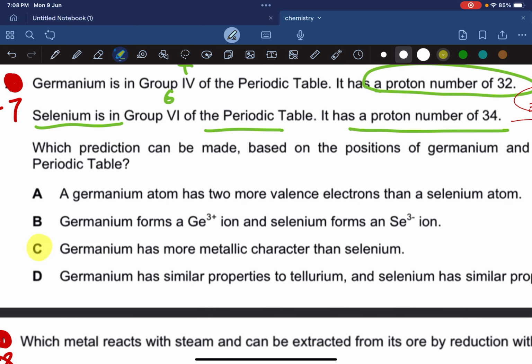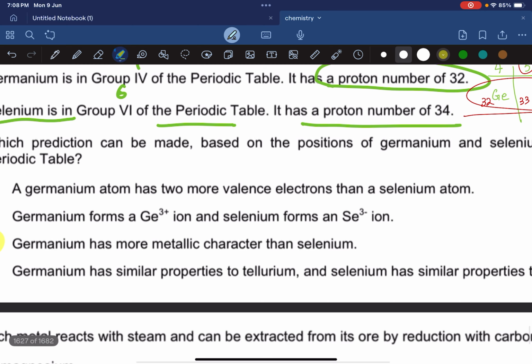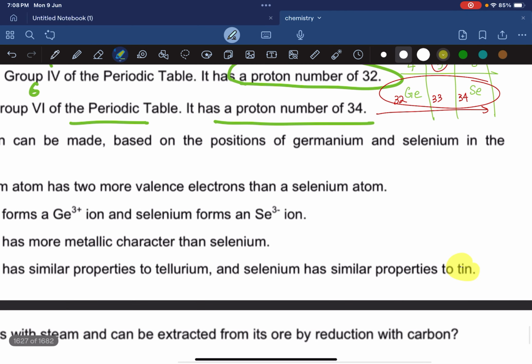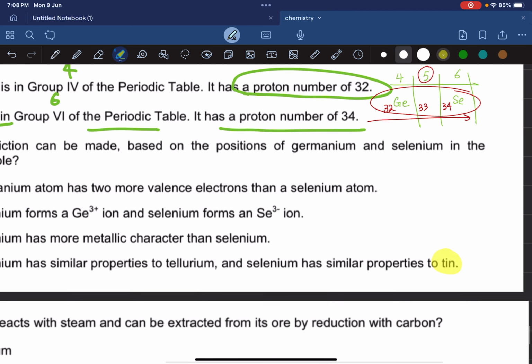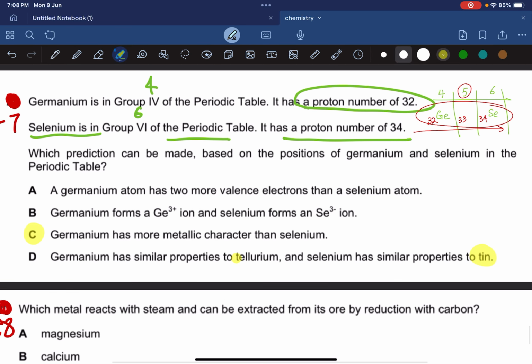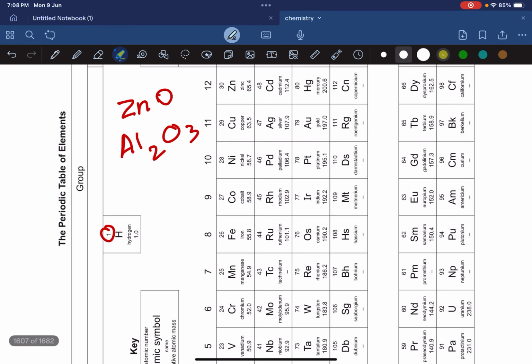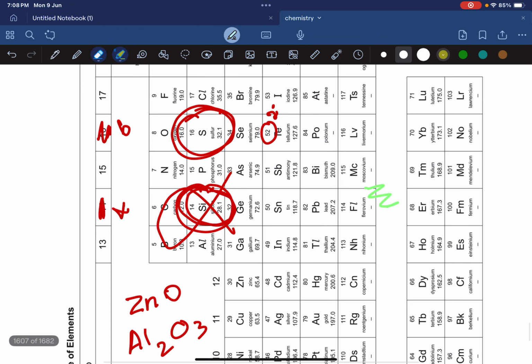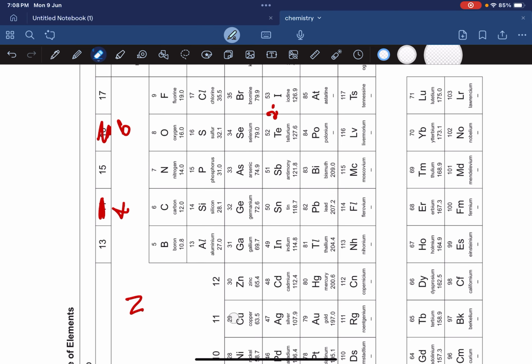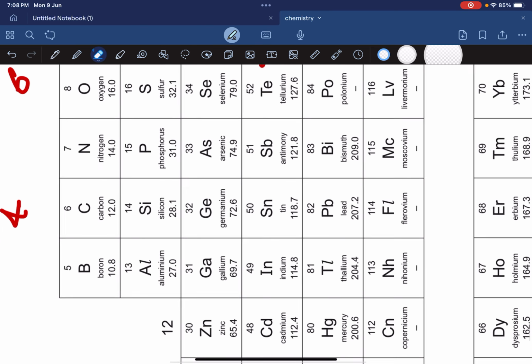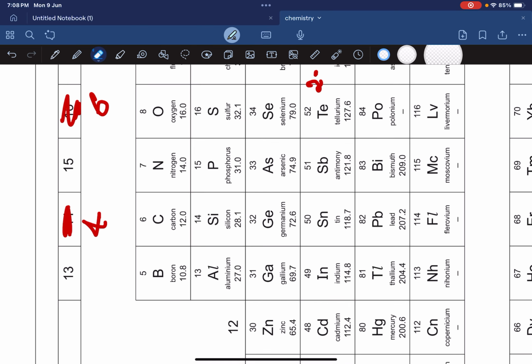Option D is germanium has similar properties to tellurium, and selenium has similar properties to tin. For this, you'd have to check out the periodic table. For germanium to have similar properties to tellurium, it must be in the same group. In the group of germanium, I don't find any tellurium. This is germanium, and I don't find any tellurium over here, so that's incorrect.